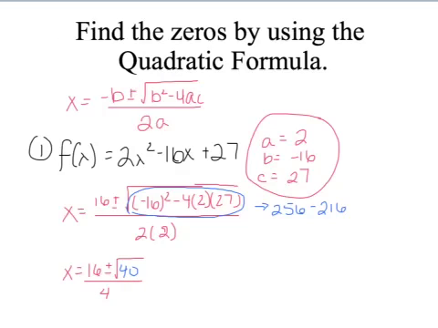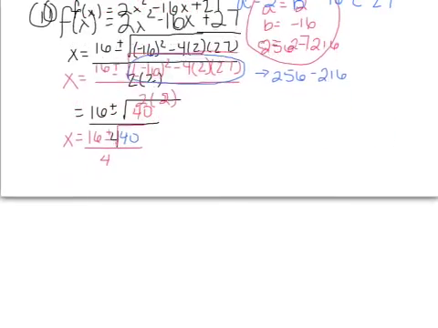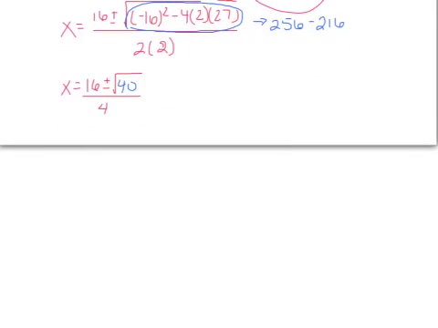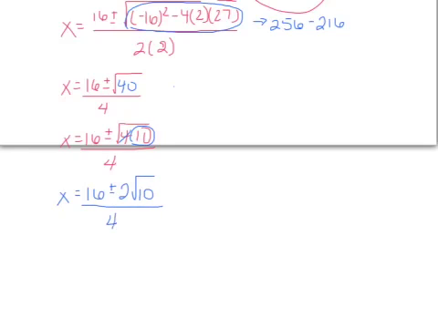Well, 40 is not a perfect square, but it has factors that are. So we're going to break down 40 into the square root of 4 times 10, all over 4. So the square root of 4 is 2, and 10 is going to stay underneath the square root, and I'm dividing by 4.